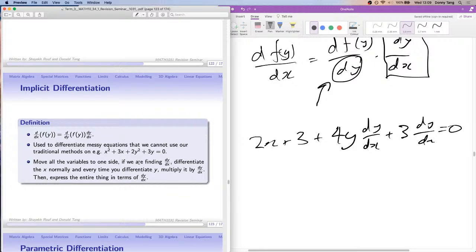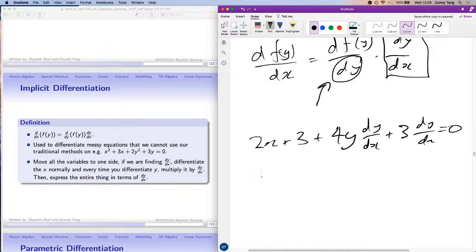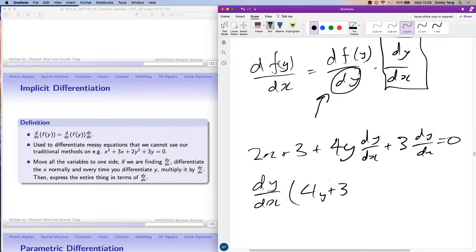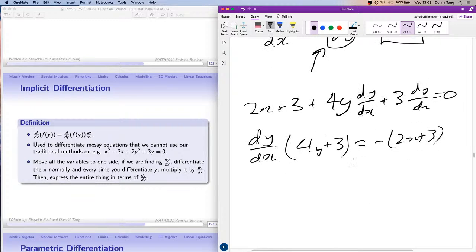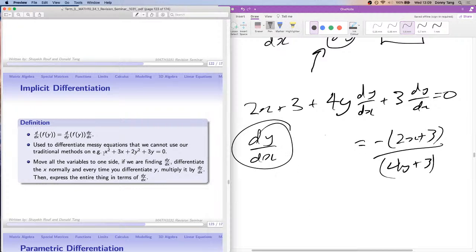If we move all the variables to one side, differentiate the x normally, and every time you differentiate y, multiply by dy on dx. Then express everything in terms of dy on dx. So just factorize dy on dx out. (4y plus 3) dy on dx equals negative 2x minus 3, and then divide by 4y plus 3. And bam, we've done it. We found dy on dx for this function here.